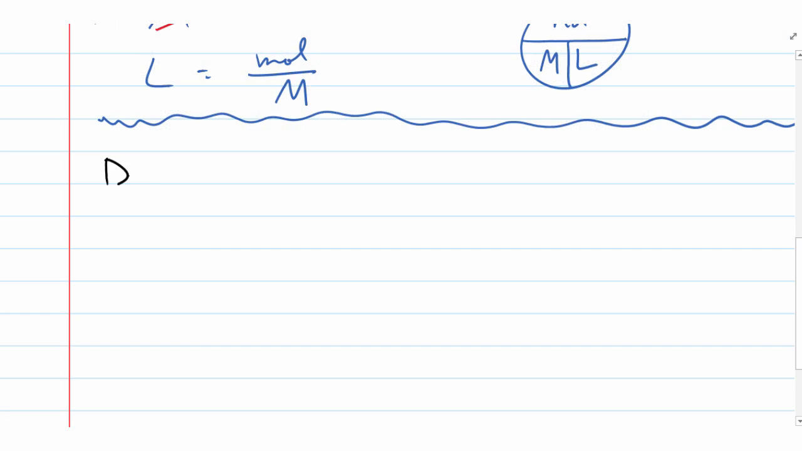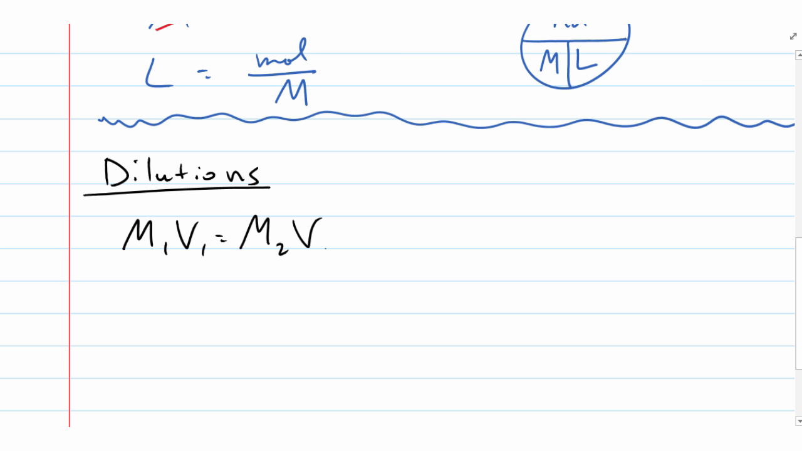Okay, next up, dilutions. Again, a subject of your lab, either tomorrow or Thursday. We'll be working with the dilution formula, which looks like this: M1V1 is equal to M2V2. I prefer a more general dilution formula, which reads like this: C1V1 is equal to C2V2.